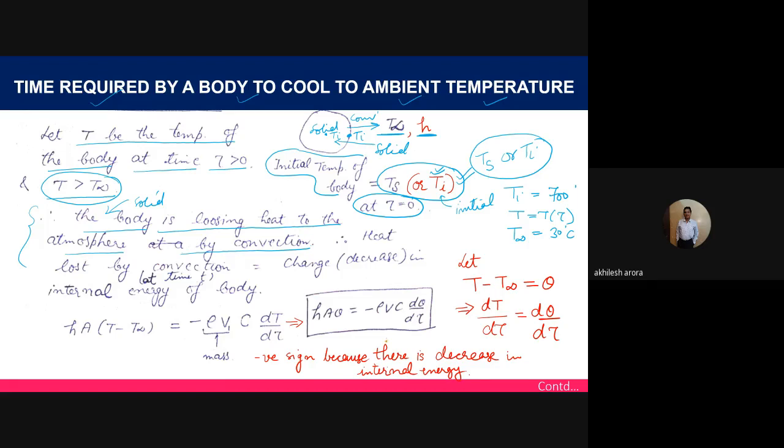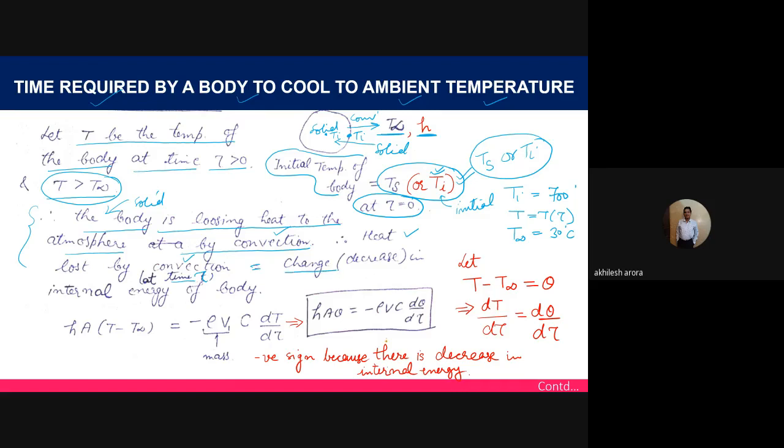So the body is losing heat to the atmosphere by convection. Therefore, heat lost by convection at time tau should be equal to, now if the body is losing heat, what should happen to its internal energy? It should decrease.